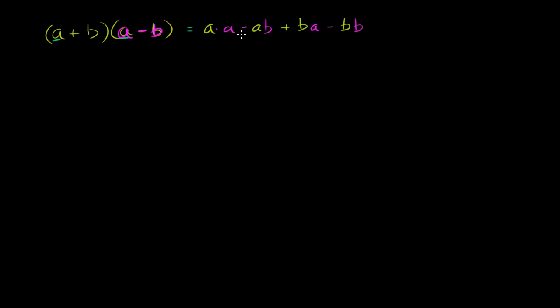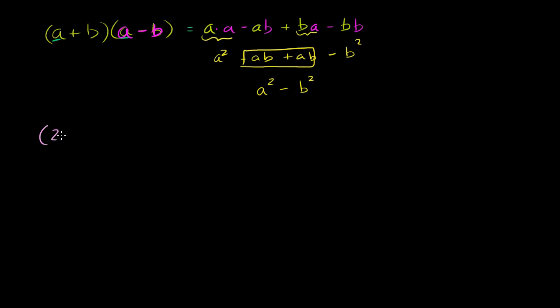And what is this going to be equal to? This is going to be equal to a squared. And then this is minus ab. This could be rewritten as plus ab. And then we have minus b squared. These right here cancel out. Minus ab plus ab. So you're just left with a squared minus b squared, which is a really neat result because it really simplifies things. So let's use that notion to do some multiplication.